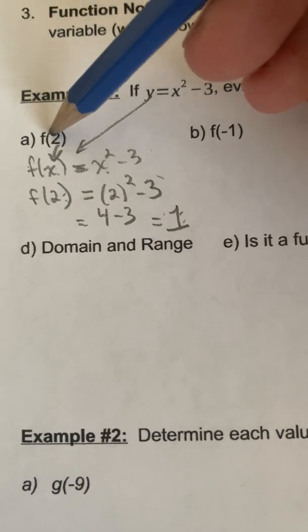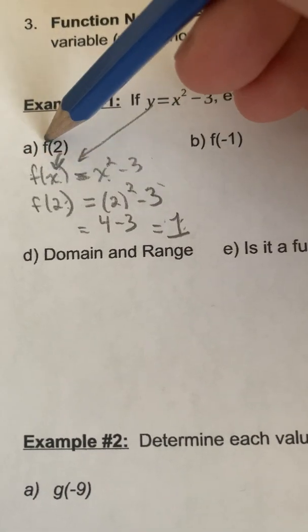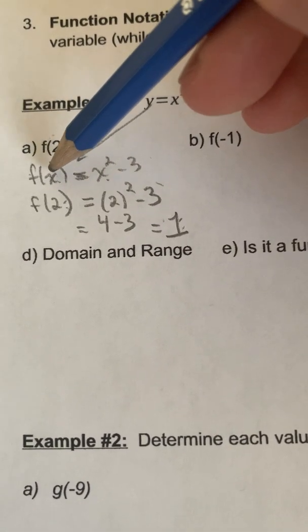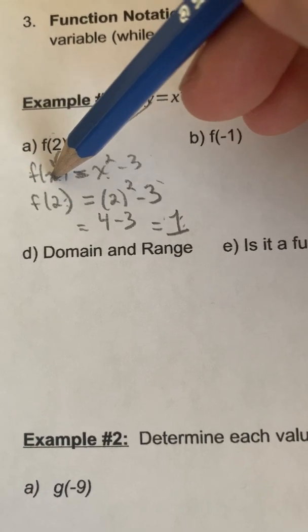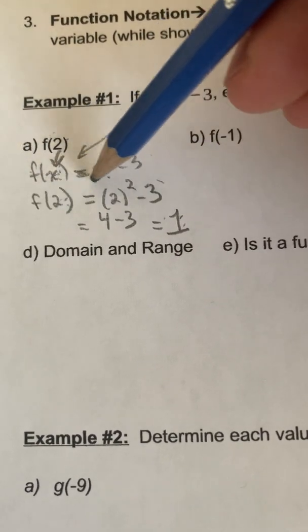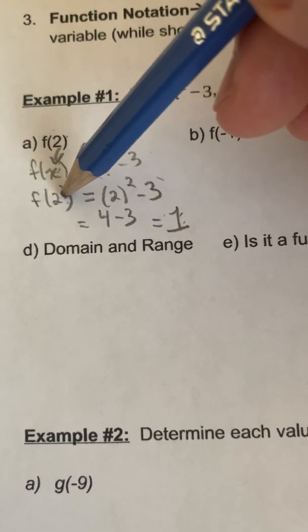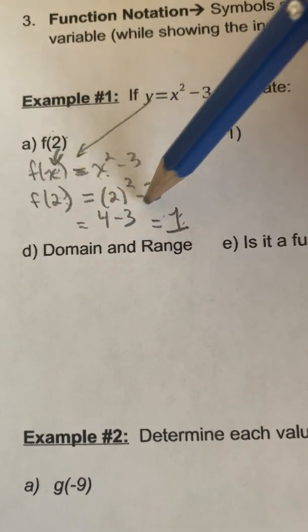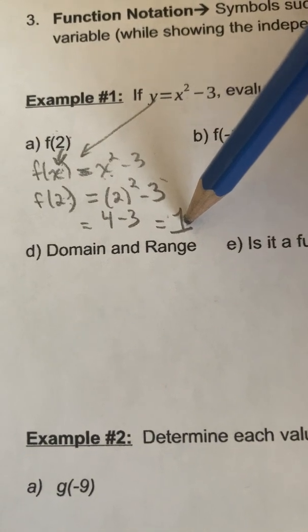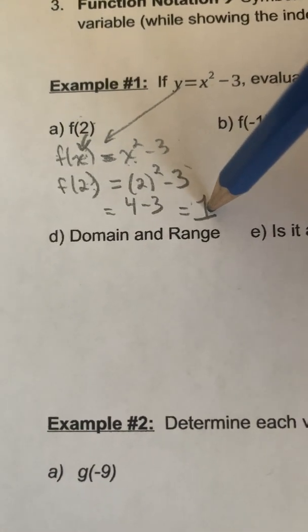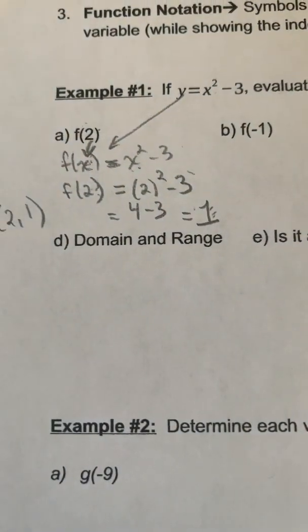Again, it's supposed to be f of x, but now it's no longer x, it's 2. So they put a 2 into the x, so we substitute the 2 into both of these x's. They're saying, what is the function when x is 2? So we plug it in, and we get the answer of 1. If we were asking for a point on the graph, this would be (2, 1).